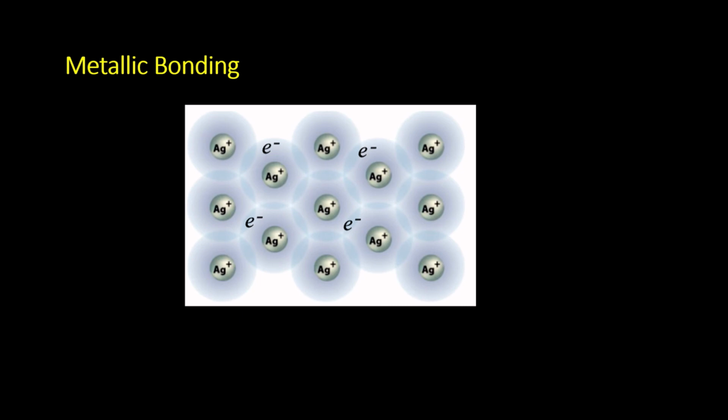Note that in metallic bonding, valence electrons behave as a gas, whereas in ionic and covalent bonding, electrons are tightly bound to their parent atoms. For this reason, metallic bond is somewhat weaker than the ionic and covalent bonds.